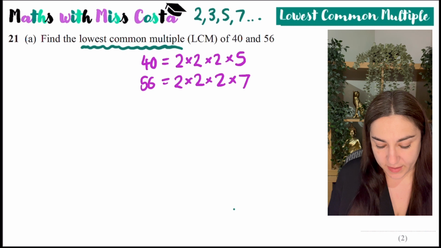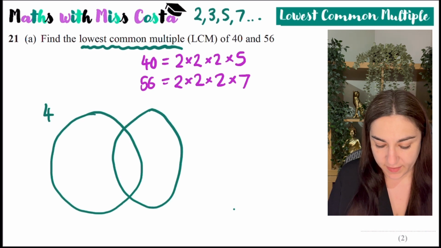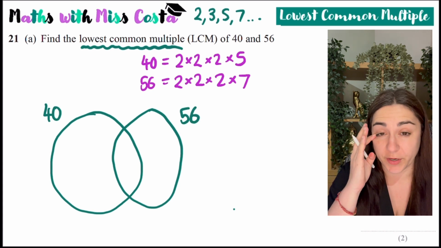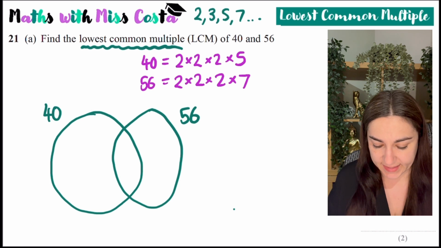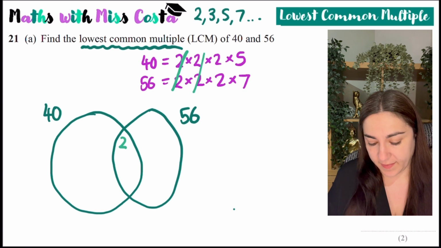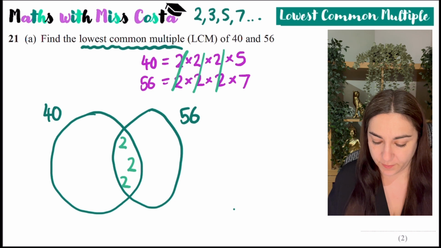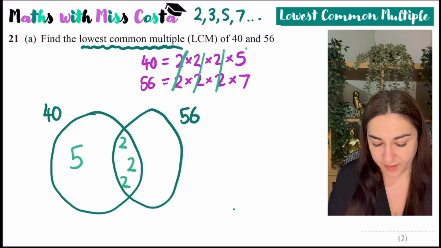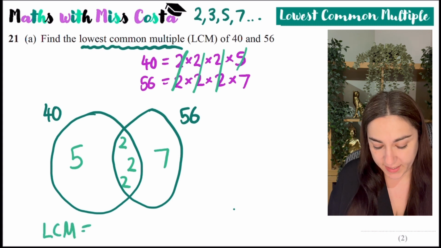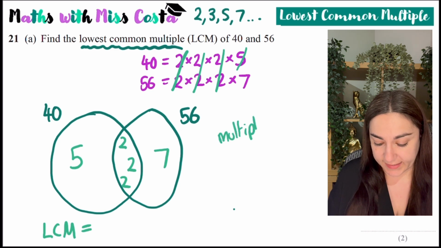Now I get my Venn diagram, so I just draw 2 circles that are overlapping. This one's going to represent the factors of 40, and this one represents the factors of 56. And what goes in the middle is anything that they have in common. So I can see that 2 is in common, so I write that once. There's another 2 that is in common, so I write that once, and another 2, so I write that once. And then for the factors of 40, there's a 5 left over, and for the factors of 56, there's a 7 left over.